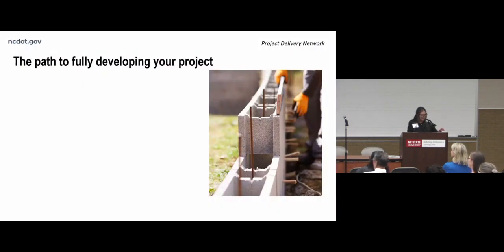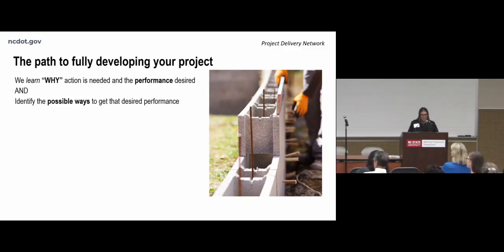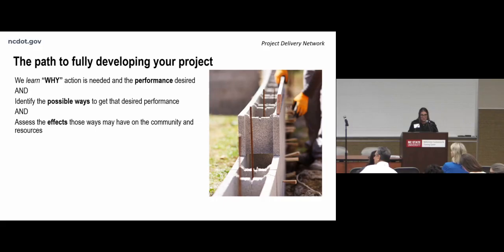Okay. So when I think about the PDN, and specifically in Stage 2, I see it as a path to fully developing your project. And so we work together to learn why the action is needed and the performance that's desired. And then we work together to identify the possible ways to get that desired performance. Then we have to assess the effects that these ways may have on the community and the resources.